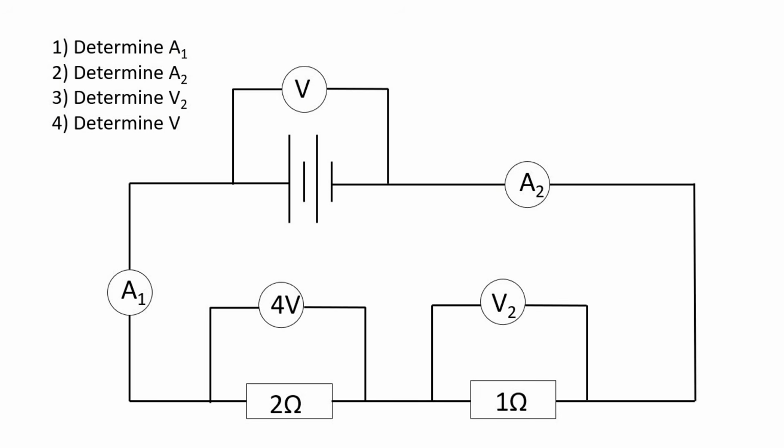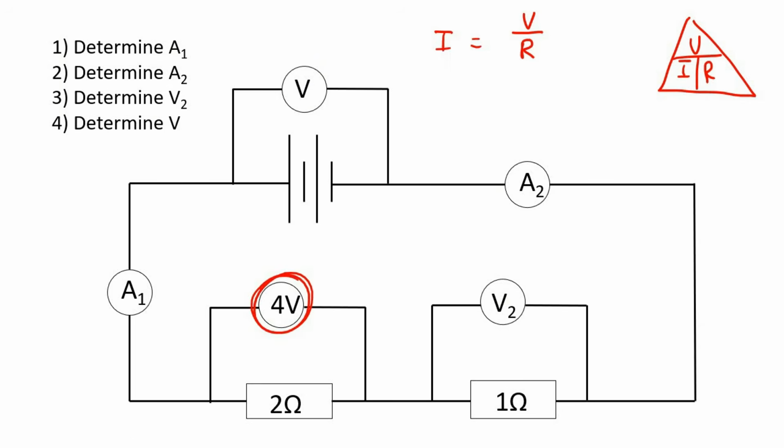This one says, the first question says determine A1. Okay, so from our triangle of formulas, to work out current, you need to know voltage over resistance. Now, what voltage do we use? Well, we don't have this voltage, we don't have this voltage, but we do have this voltage. So if you are going to use this voltage, then you need to use this resistor, because this voltage is connected only across that resistor. So you're going to say I is equal to 4 over 2, which is 2 amps.